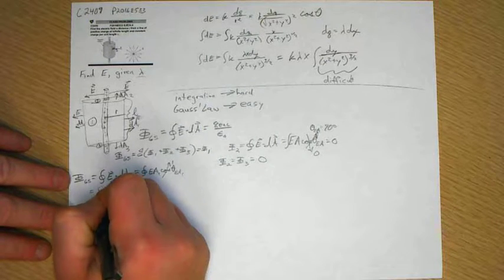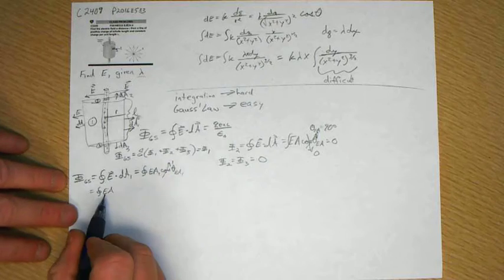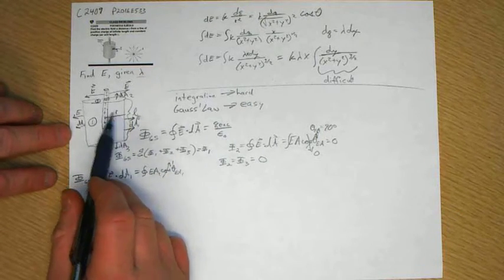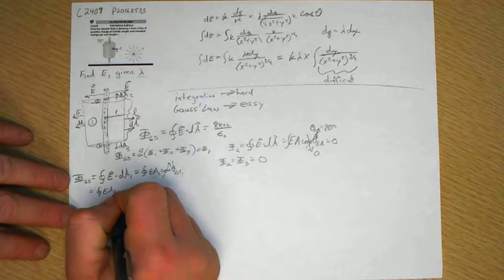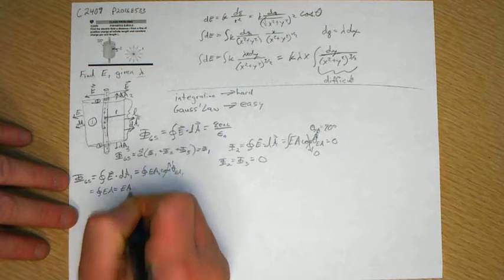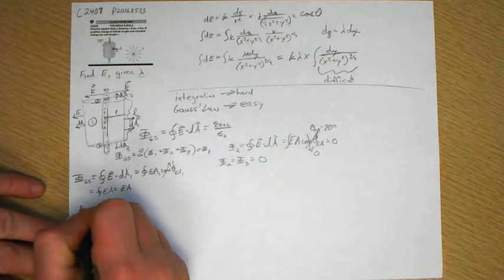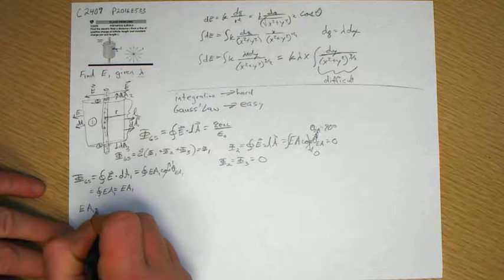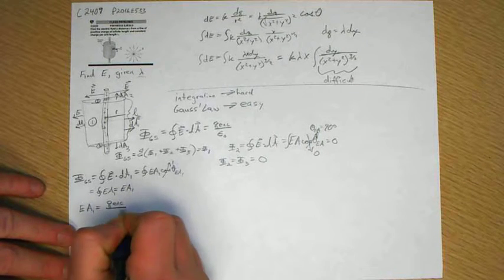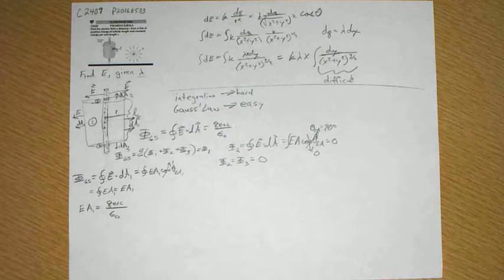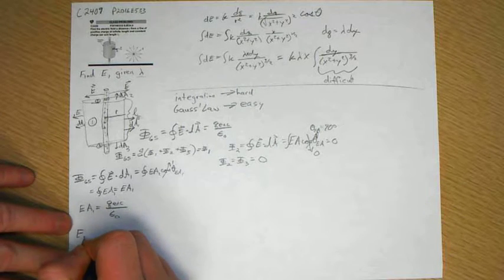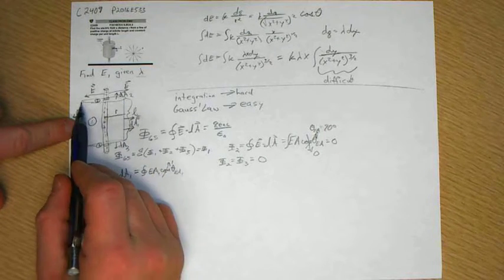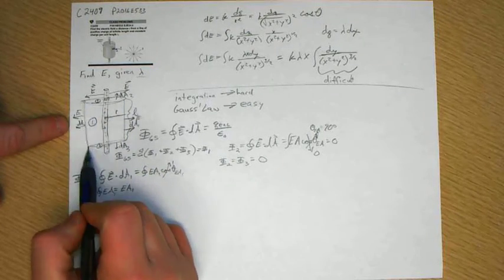And does E depend on where you are around the circle? No, as long as you're at a fixed radius, the electric field is going to be the same all the way around. So this is just equal to EA, and I guess I should put A1. So EA1 equals charge enclosed over epsilon naught. What is the area of this surface? Well, it's going to be 2 pi r, which is the circumference of a circle, times the length.